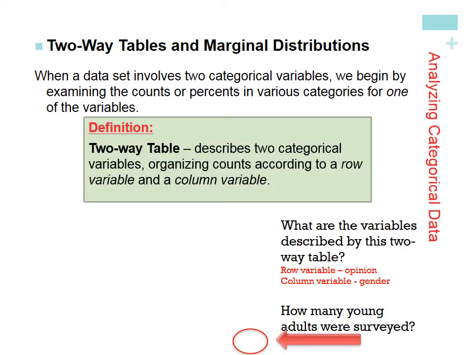All right, so a two-way table describes two categorical variables. They organize the counts according to a row variable and a column variable. That's like taking a survey and breaking it down, such as the males are going to answer a question and the females are going to answer questions. So that would be two categorical variables. Or the 9th, the 10th, the 11th, and 12th graders are going to answer a question. So that would be more categorical variables.